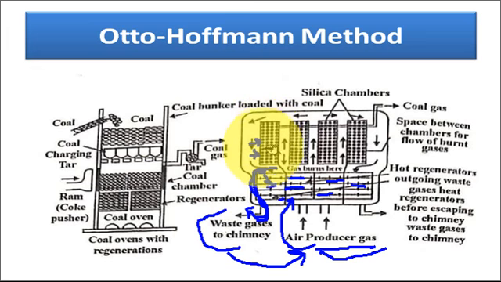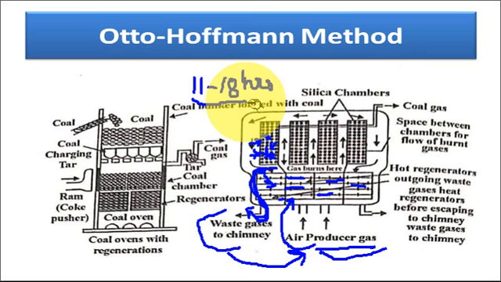So first, these side layers are first heated, so carbonization takes place at the side ends first, and soon after, the layer present in the middle will undergo the carbonization process. So layer by layer carbonization process takes place. The complete carbonization takes around 11 to 18 hours. If you remember, in the beehive oven method it takes 2 to 3 days, while in Otto Hoffmann's method the process gets completed in only 11 to 18 hours.